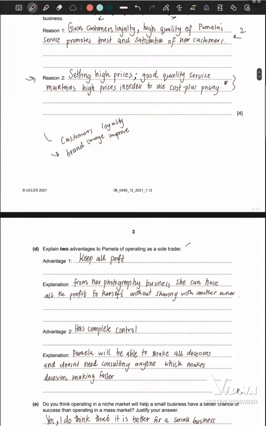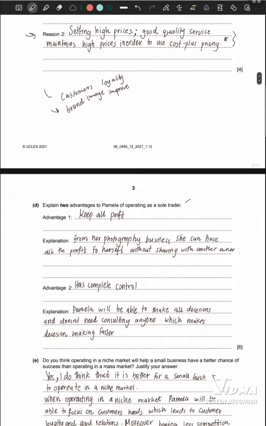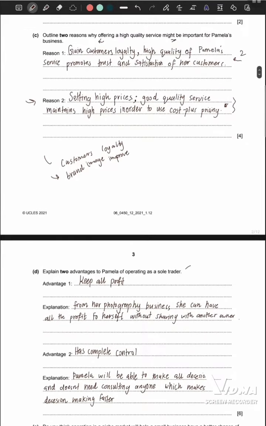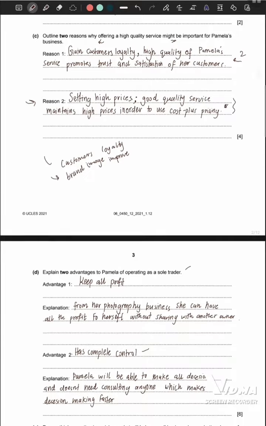So for Pamela's photography business, she can have all the profit to herself without sharing it with another owner. So that is one of the key benefits of being a sole trader. Our next advantage is she will have complete control.